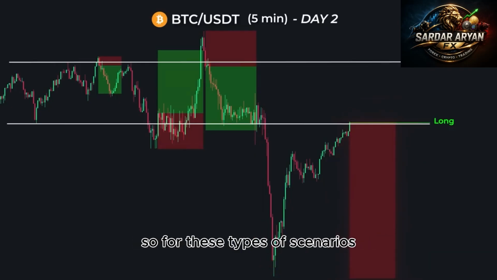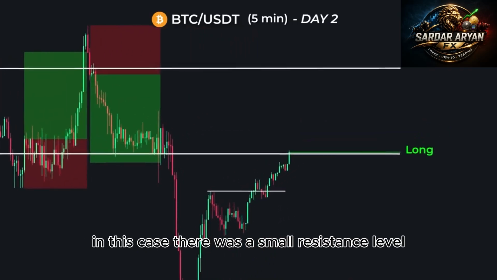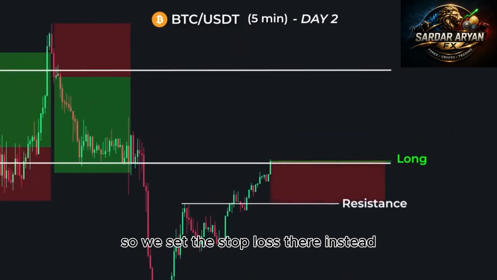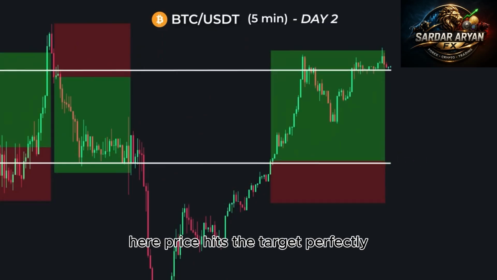So for these types of scenarios, instead of using the exact low of the range, I looked for the nearest key level to place the stop loss. In this case, there was a small resistance level, so we set the stop loss there instead. For the take profit, set it at 2 times risk. Here, price hits the target perfectly, another 2R profit secured. So that concludes the setups for today.